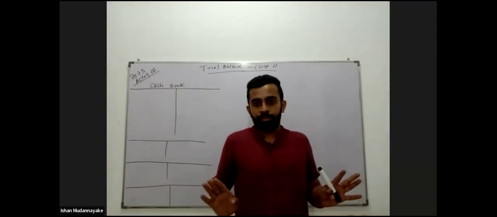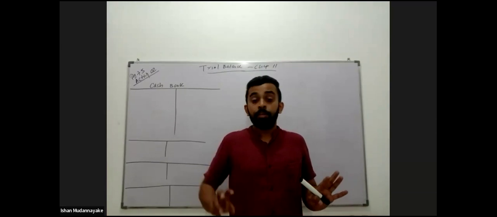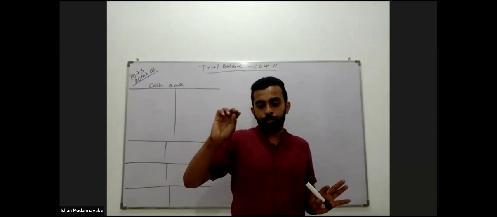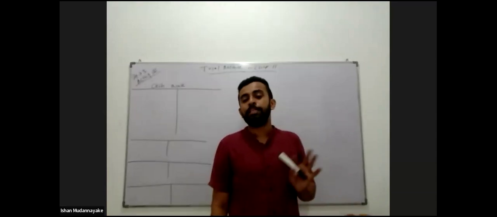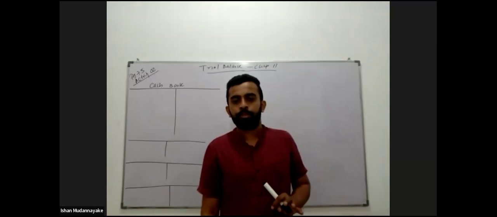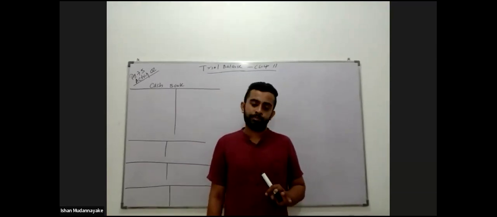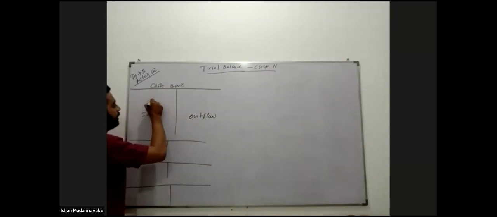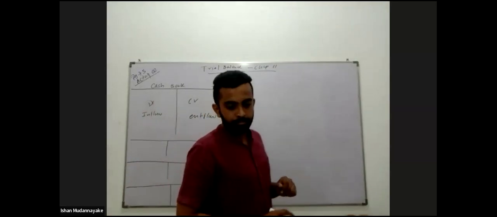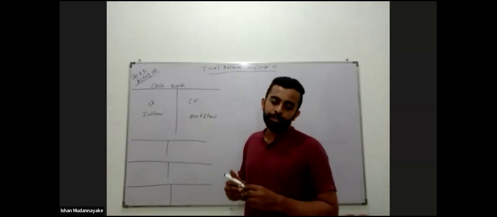No need to grab double entries. Don't grab double entries. Try to get the idea through the cash book. If you don't have double entry knowledge, try to get the idea through the cash book, then it is easy. Cash inflow, debit. Cash outflow, credit. Debit side and credit side. Cash inflow, debit; cash outflow, credit.